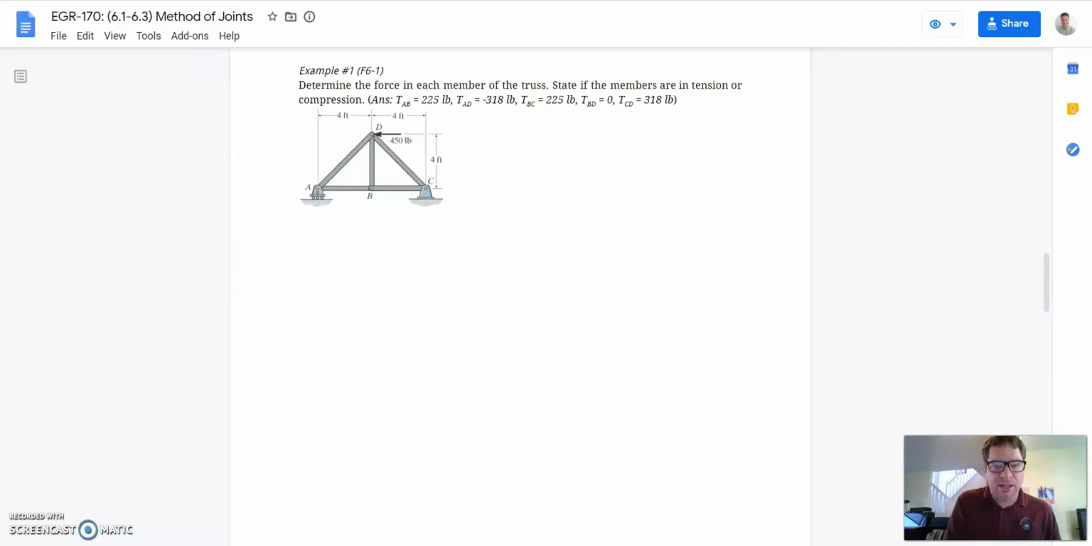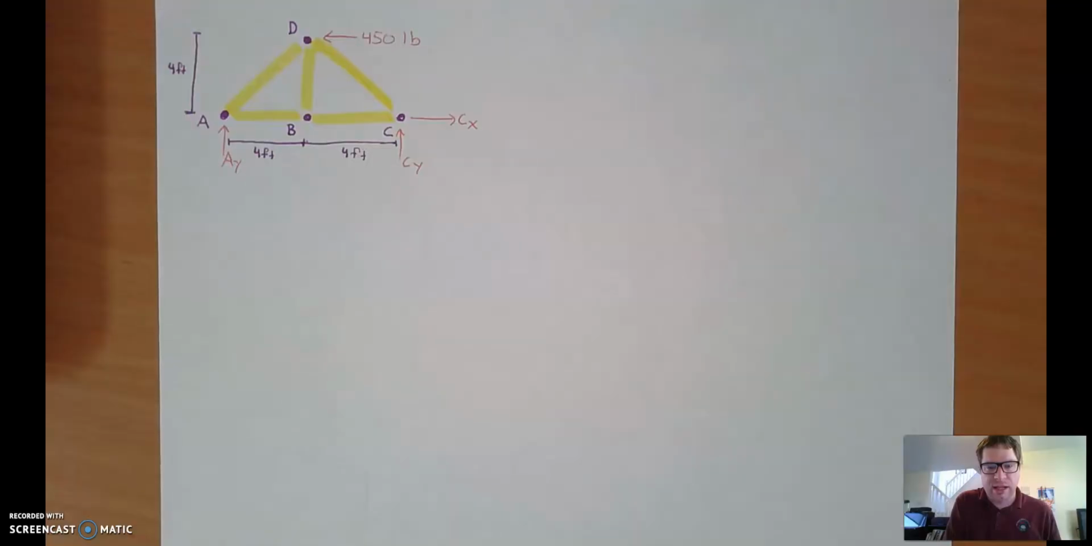So example 1 is this truss here, and we have been asked to find all the forces in the members, so all the internal forces. In the last video we discussed the method of joints as a way to find those internal forces. So let's look at that now.